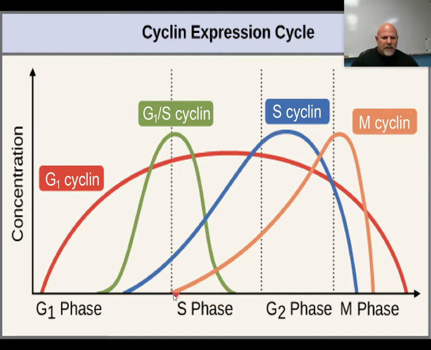And then you get another big spike of cyclins that pushes the cell into mitosis when you get to the end of G2. So these molecules are around in various amounts kind of throughout the cell cycle, and they help the cell move from one stage to the next.